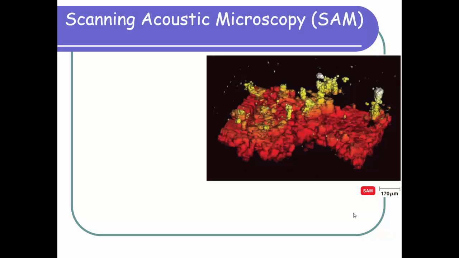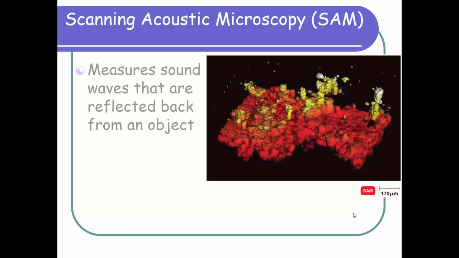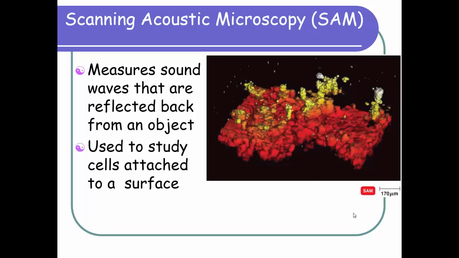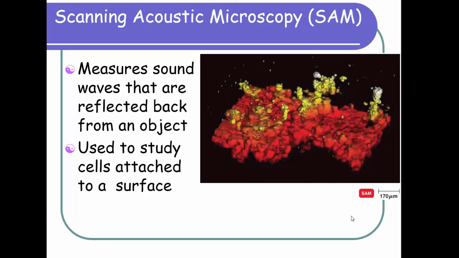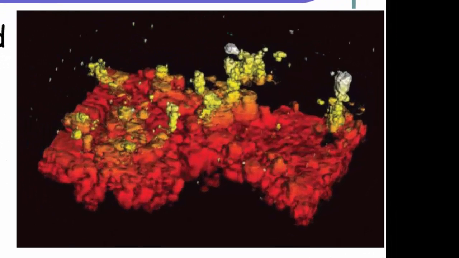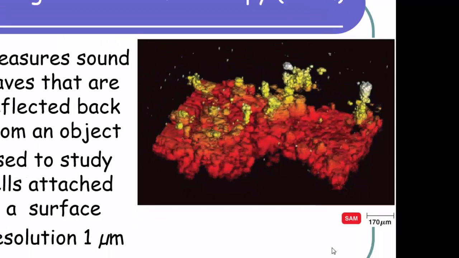Scanning acoustic microscopy, or SAM, uses sound waves instead of light waves. This is basically based on sonar. The sound waves are reflected back from the object. This is used many times to study cells attached to a surface. In this case, you can see our paramecium again. Now what we see is actually structures on the surface of the paramecium at high resolution. Resolution can go up to about 1 micron using a scanning acoustic microscope.